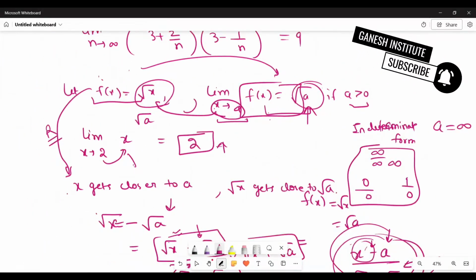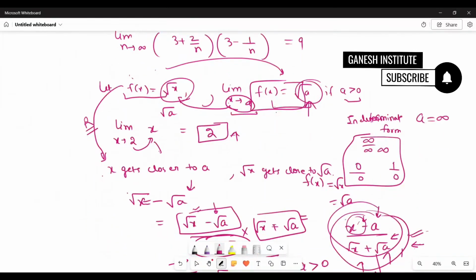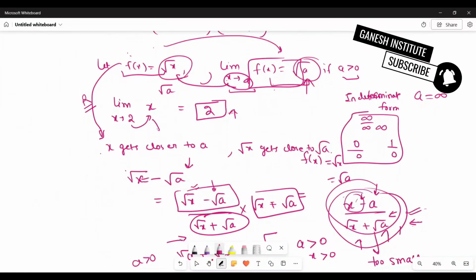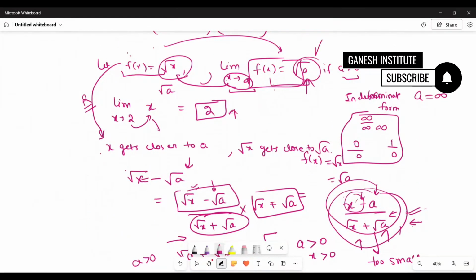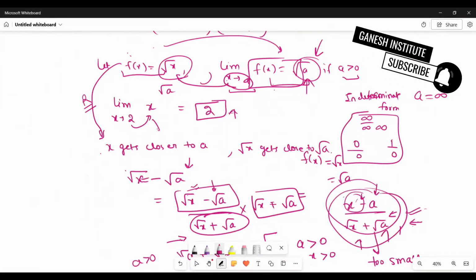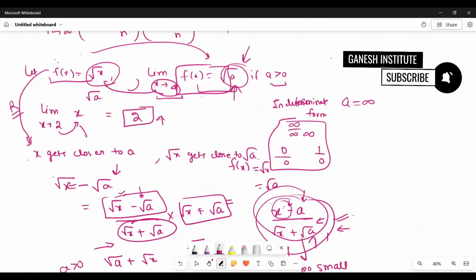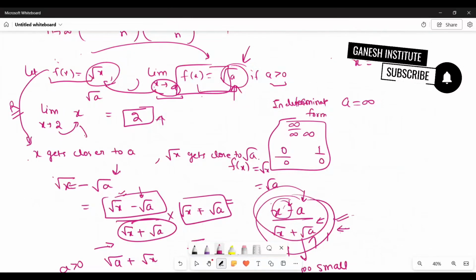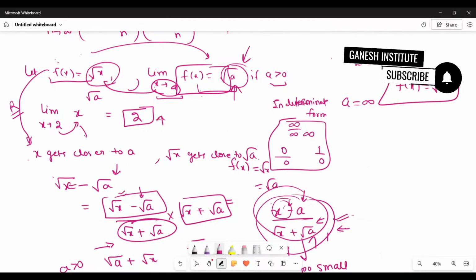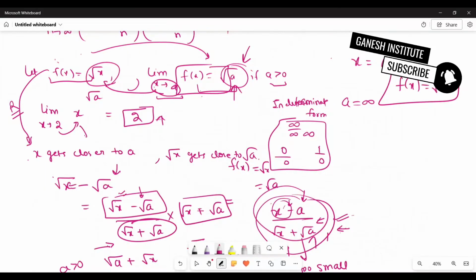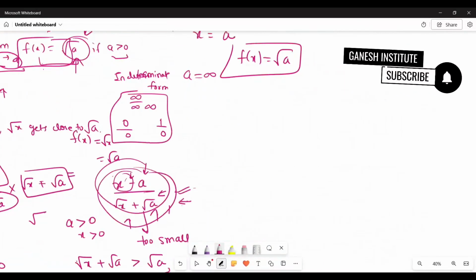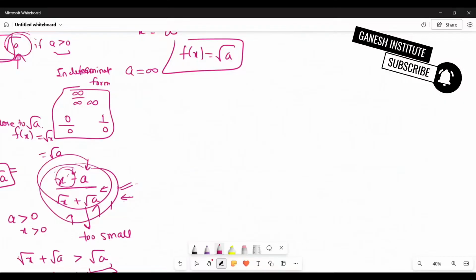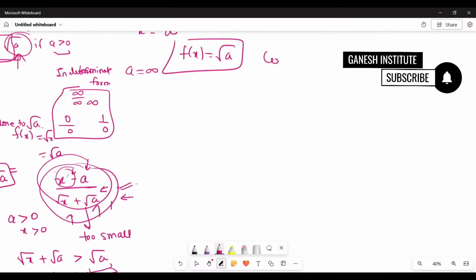So I can say that this is not going to give you an indeterminate form. This question can simply be done by substituting x as a, and hence f(x) is root a. Is this fine? Yes, this is one way of doing it. Otherwise, you could give this reasoning also.